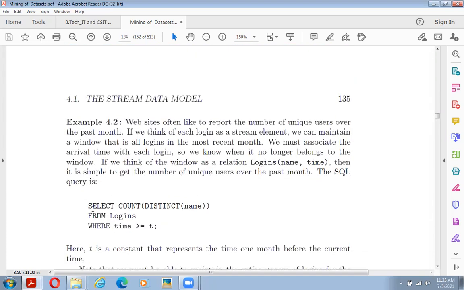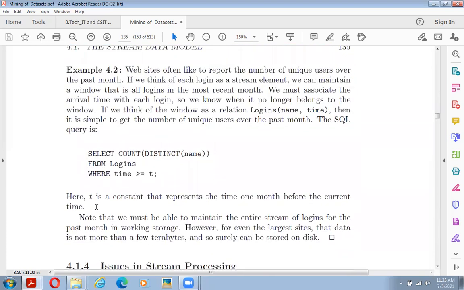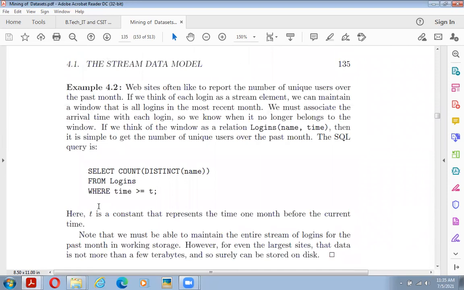Let's have an example to really understand this. Say we have a website that often likes to report the number of unique users over the past month. If we take each login as a stream element, we can maintain a window that is all logins in the most recent month. We must associate the arrival time with each login so we know when it no longer belongs to the window. We think of the window as a relation of logins, name, comma, time. Then it is simple to get the number of unique users over the past month.